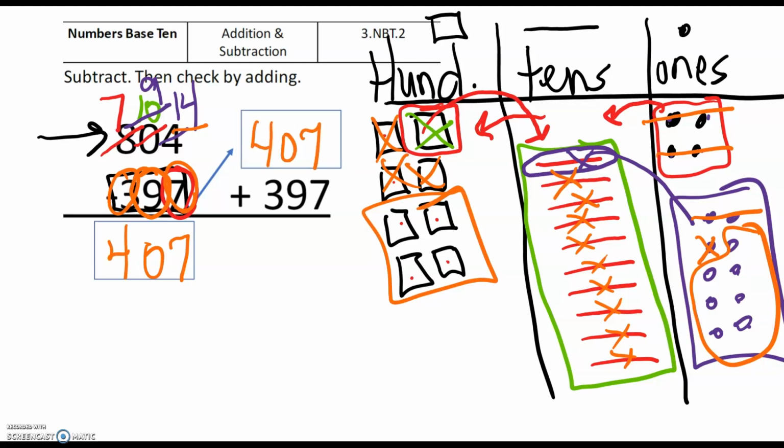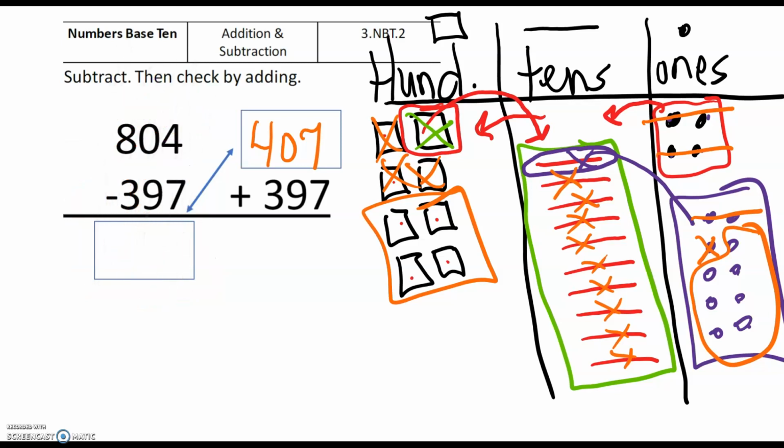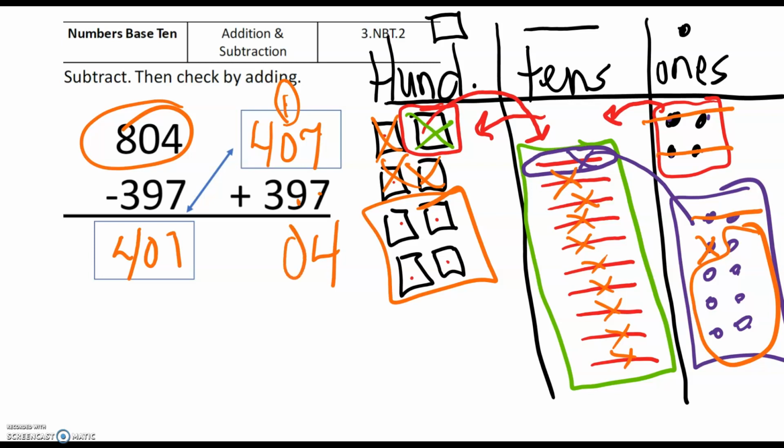To check, we have to take these two parts and add them together, and if we did it correctly, that should equal 804. So 7 plus 7 is 14. I keep the 4, take the 10 and regroup the 10 ones into 1 ten. 9 tens plus 1 ten is 10 tens, which is the same as 100. 4, 5, 6, 7, 8. If I did it correctly, these two numbers should equal, and they do.